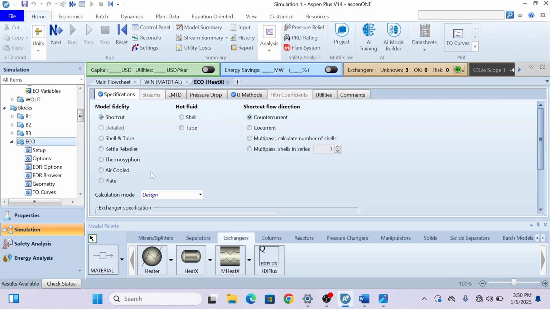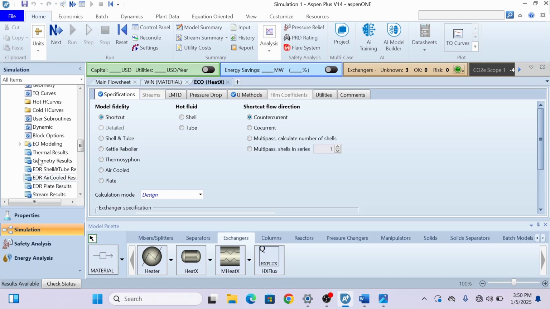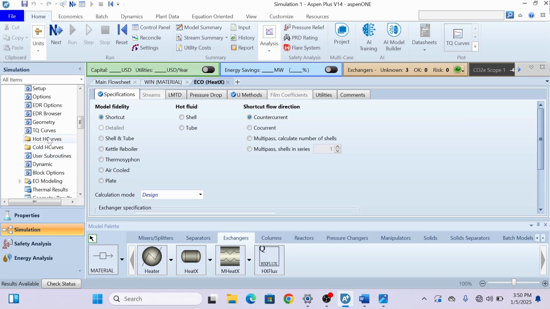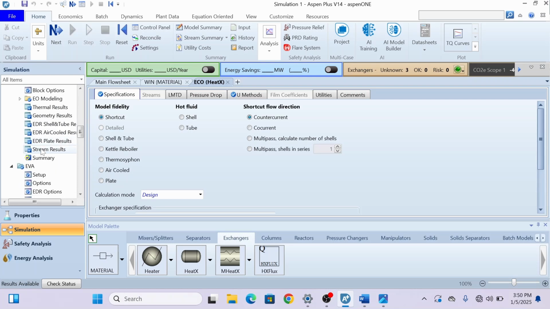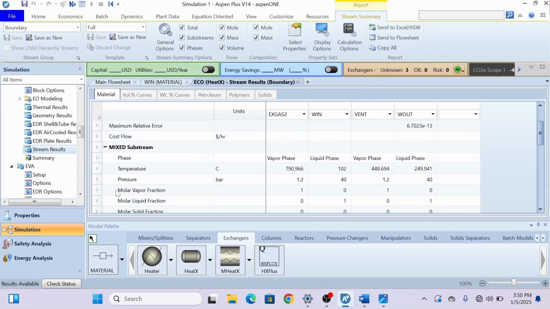So now I can see this economizer. This is the economizer, and here I can go to my stream results, and here you can see the temperature of our vent gases, that is 448. So a large amount of heat is still being wasted into the environment.